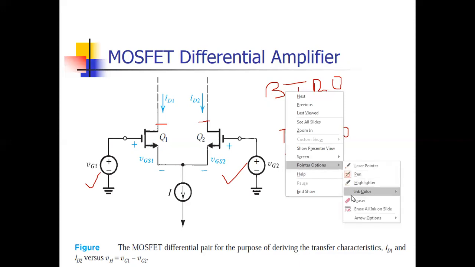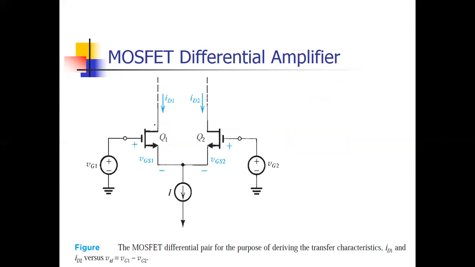Sometimes we don't want output from both terminals, we want output from only one terminal. And at that time, what will happen? The gain will reduce by a factor of 2. It will be half.